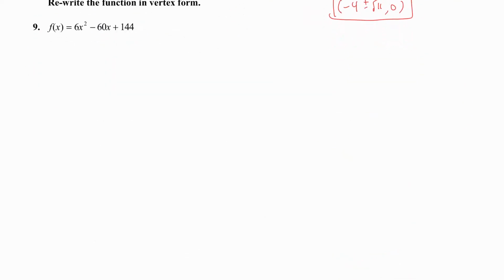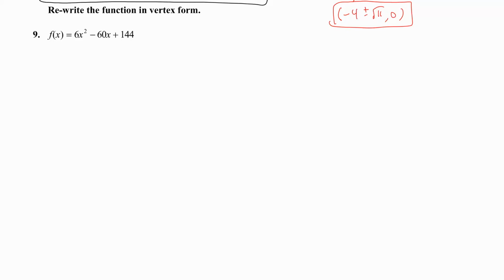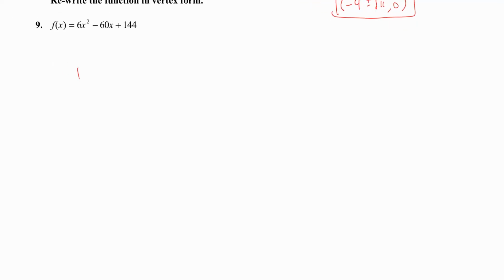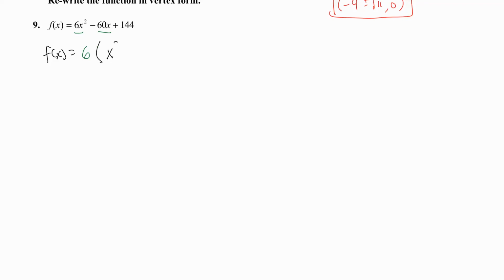All right, and then the last example, we're doing the same thing, but this one's a little bit different. This one's different in that the a value is not 1, and that changes things just slightly. On this problem, we're going to rewrite this in vertex form. Our first step is to factor out the a value from the first two terms. So that's x squared, and then 6 divided into 60 is 10.